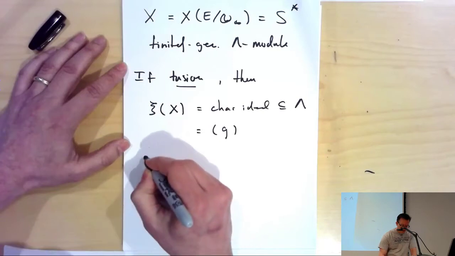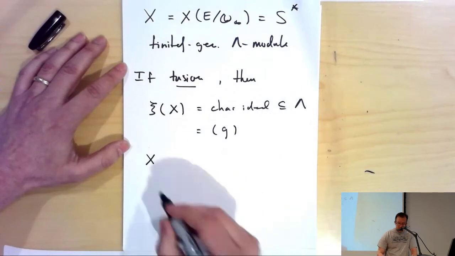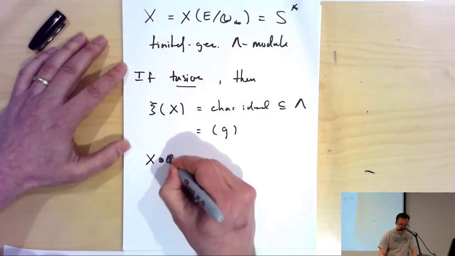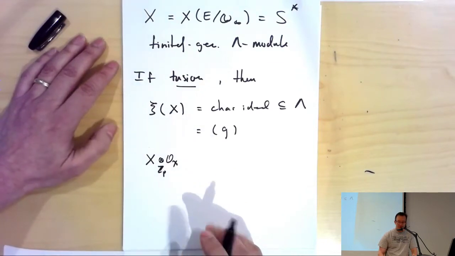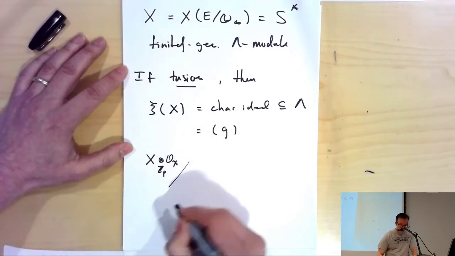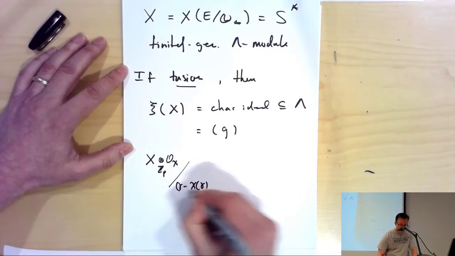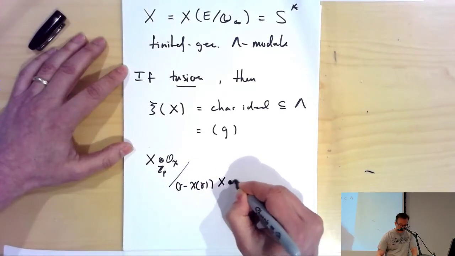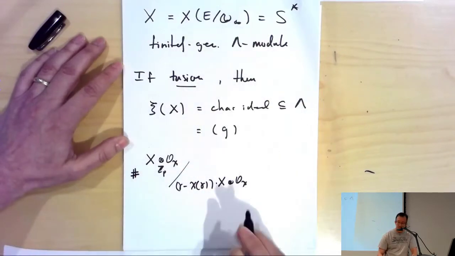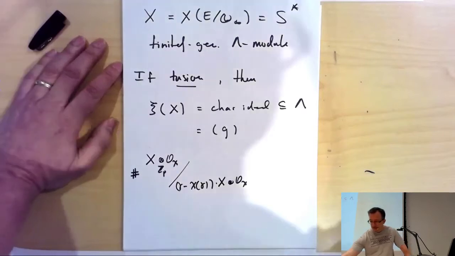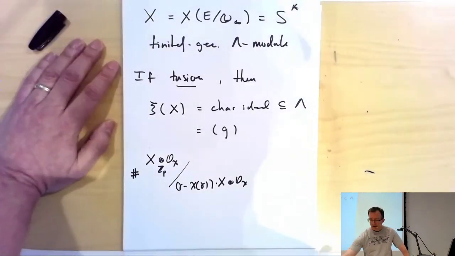So again, if I want to deal with general characters, I have to always worry about extending to a ring where those characters are defined. So if we look at that and we mod out by gamma minus chi of gamma times the same thing, then the order of this under these hypotheses actually becomes the order of this middle term. There's no need for hypotheses there.